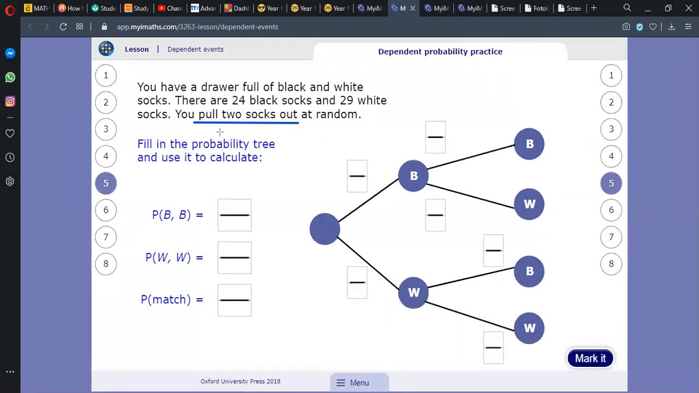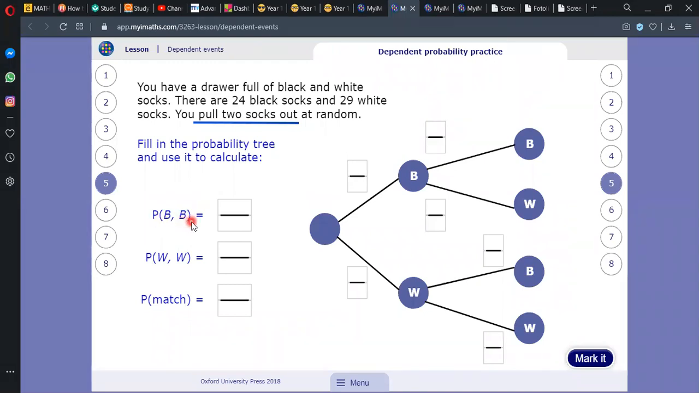Now, when you pull 2 socks out, pulling and then the word out, it means that you are not returning. When you pull something out, it means you are not returning it. So in other words, that phrase actually means that you did this experiment or trial without replacement. So that simply means that we are dealing with without replacement here now. So take note of that, guys. All right. So let's move on.